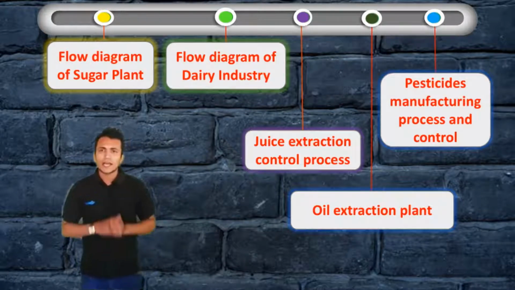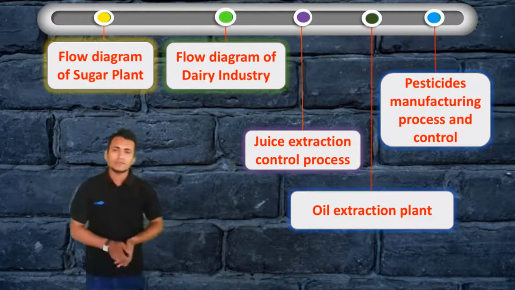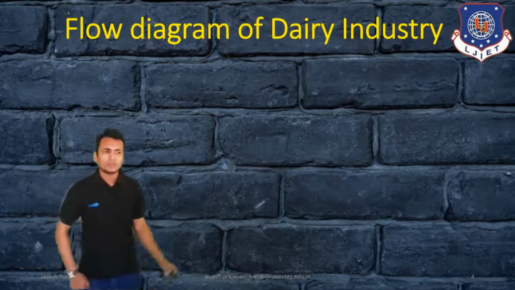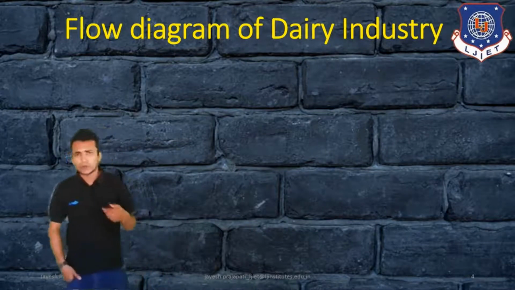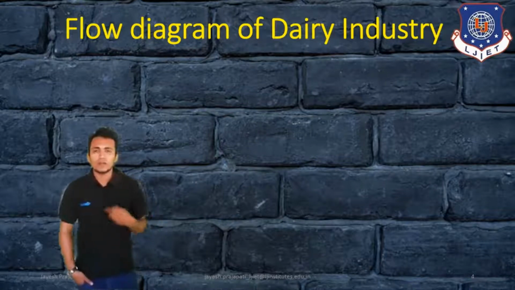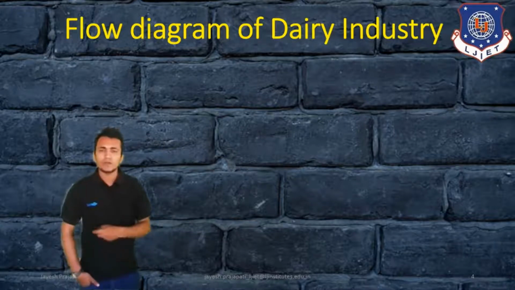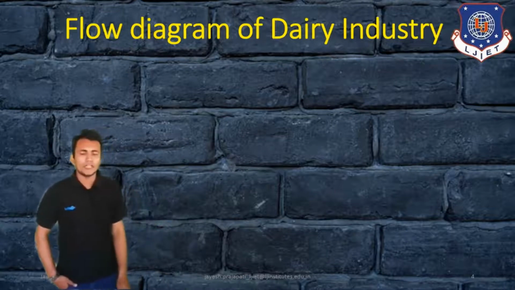So let us start. In this session we have to discuss the flow diagram of dairy industries. In the dairy industries we make dairy products like milk, butter, and cheese. So we have to learn how they can be produced and what kind of process is done for making these products.